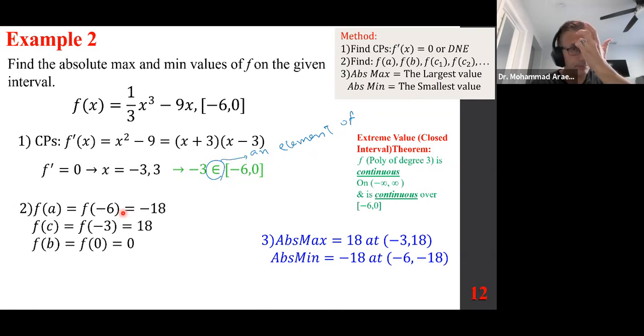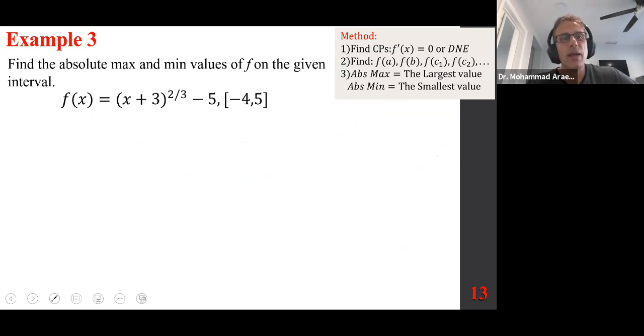Now we are going to look at a couple more examples. Here's the next one, everybody. We want to find the absolute max and min for the following function in the interval of -4 to 5. So the very first thing we need to establish is what type of function we have, what is the domain.